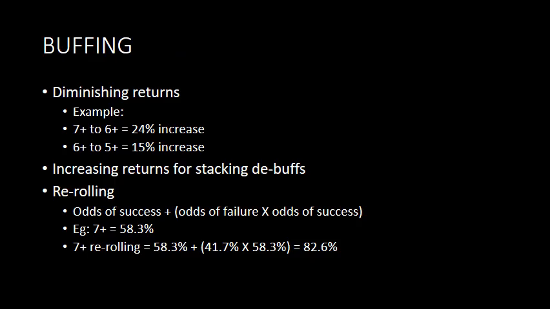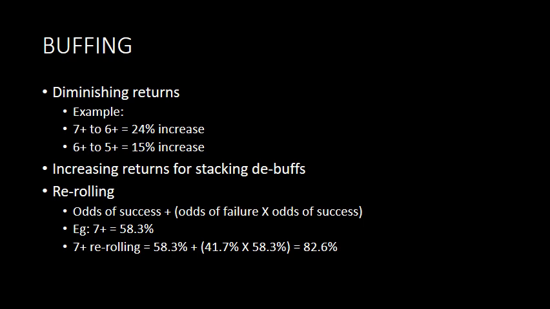So the interesting thing is that when you are buffing either charges or casting or anything on 2d6, you actually have diminishing returns. So increasing your 7 up to a 6 up to cast is a 24% increase. Increasing from a 6 to a 5 is only a 15% increase in your overall odds to cast.